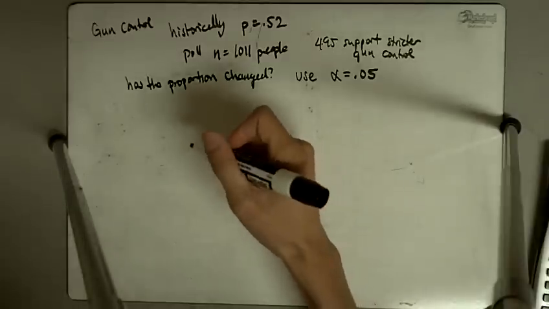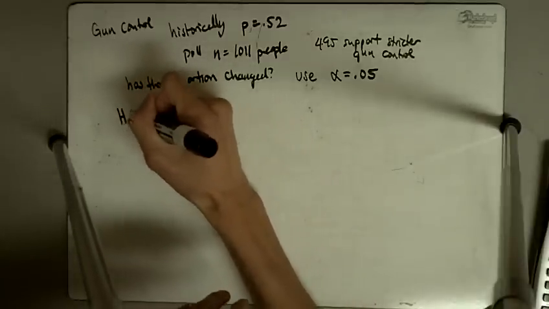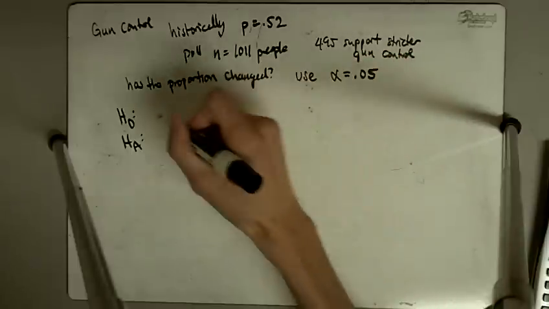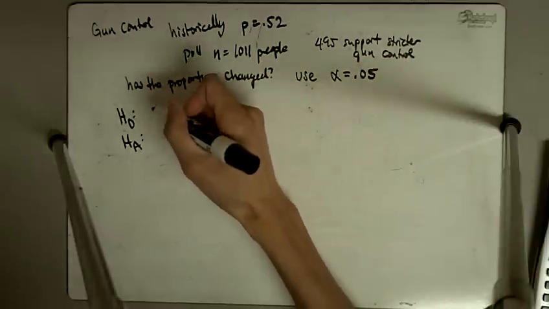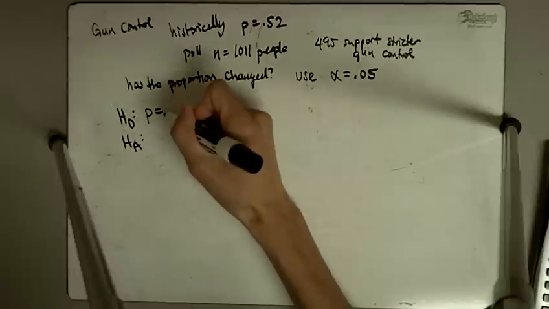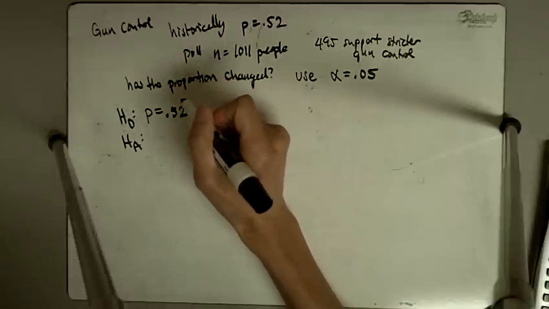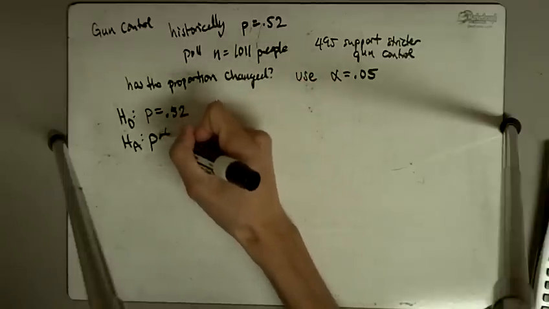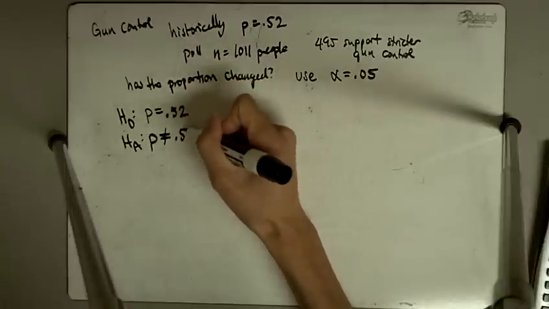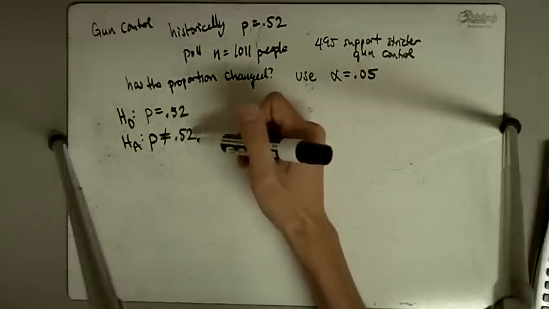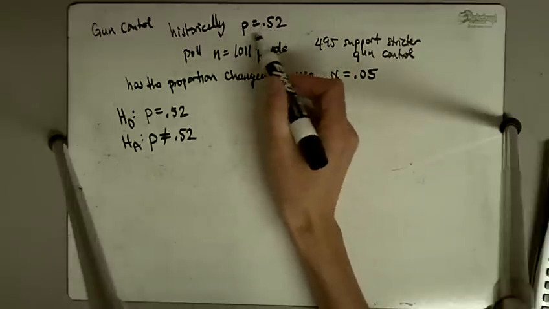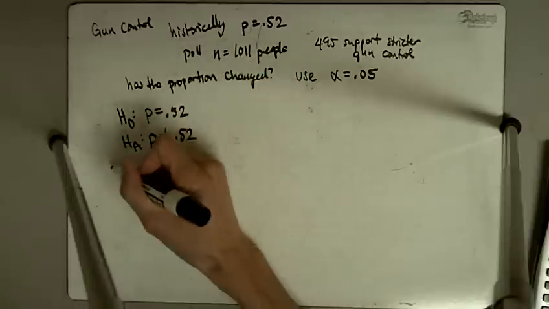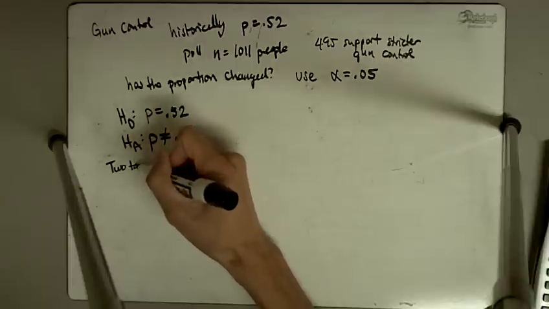So in our case, we're going to define our null and our alternative hypotheses. Our null hypothesis is that the proportion of people who want stricter gun control has not changed, that it's still 0.52, and our alternative is that it has changed. For this I'm using a not equal to sign. So our null is that it's still the same at 0.52, and the alternative is that it's no longer 0.52. So this is a two-sided, or two-tailed, test.